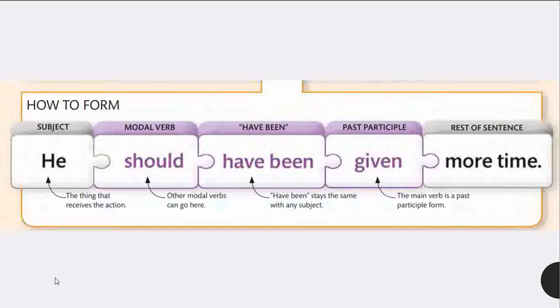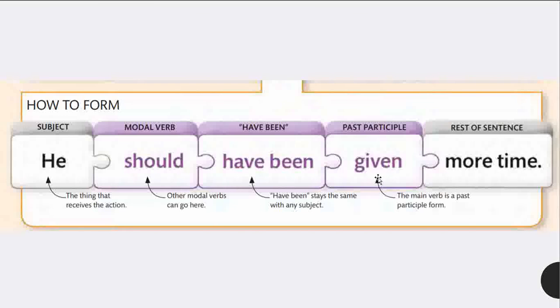Now let us look at the structure. This will help you analyze your own sentence structure, whether you are right or wrong in your construction. We have the subject, which can be a noun or pronoun. We are using a third person pronoun. The modal verb: we are using should. Have been stays the same with the subject. The participle is the third form of the verb, and then the remaining part of the sentence.